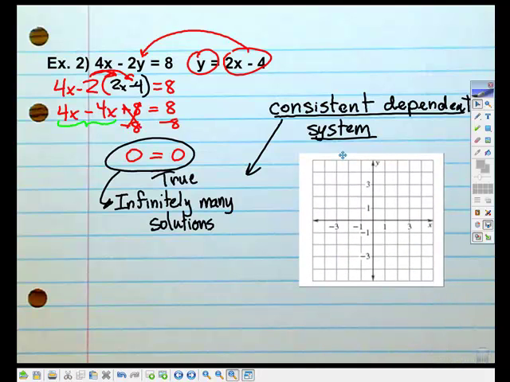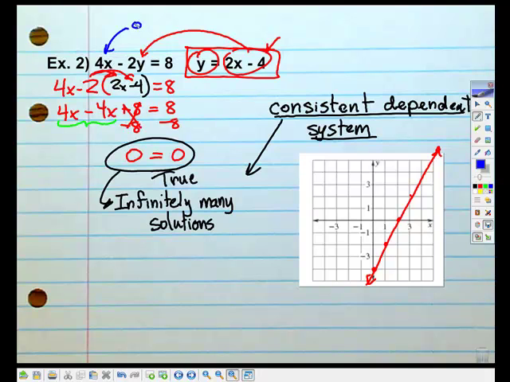But the graph will show us why we have infinitely many solutions here. For the first equation that we had here, if we go through graphing that, we know we have a y-intercept of -4, and we have a slope of 2, which means we're going up 2 over 1, up 2 over 1. Here is our line that we are graphing for that.